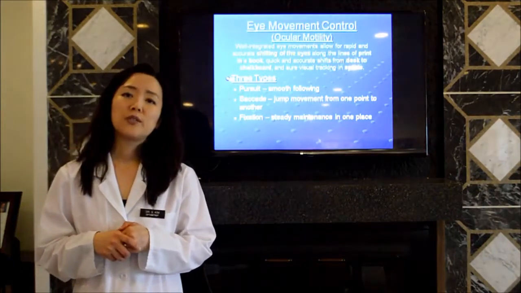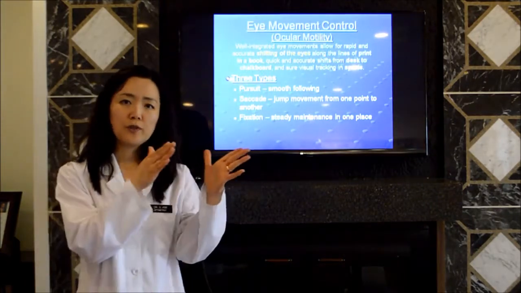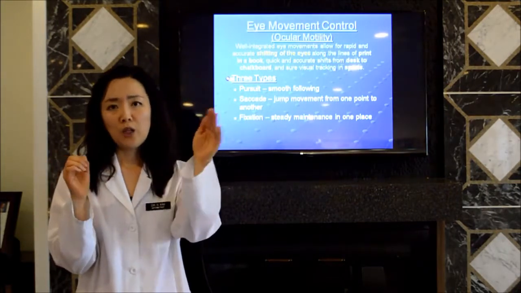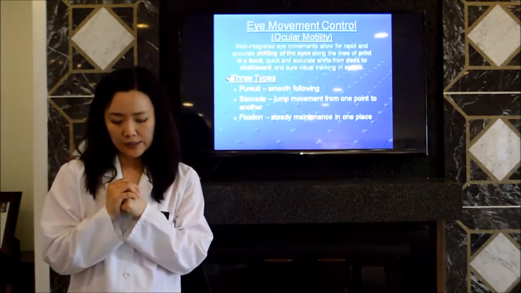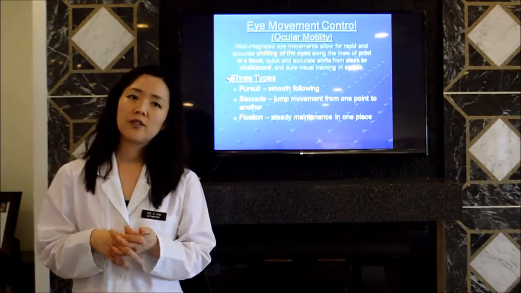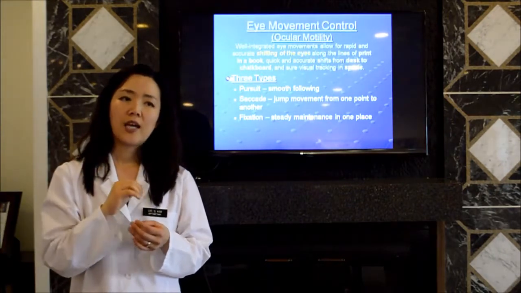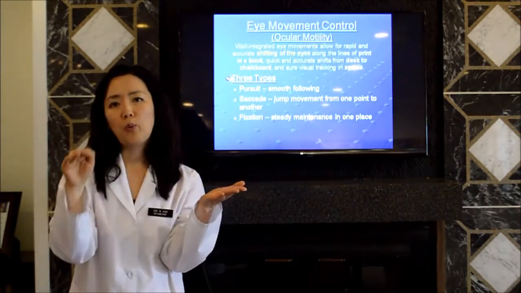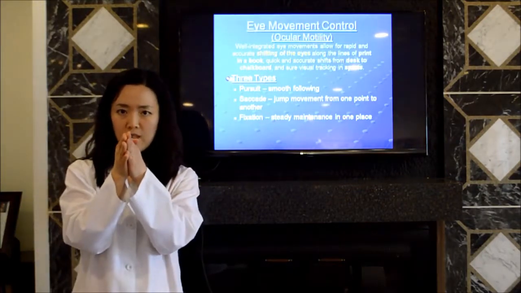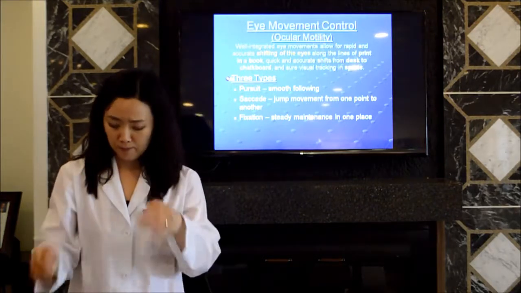Eye movement control is next. This is necessary for us to shift our eyes along the page or follow a moving ball. There are three types of ocular motility. There's pursuit, the smooth tracking of eyes, and there's a saccade where you jump from one point to another precisely, and there's a fixation where you can fixate on a target steadily for the required time.